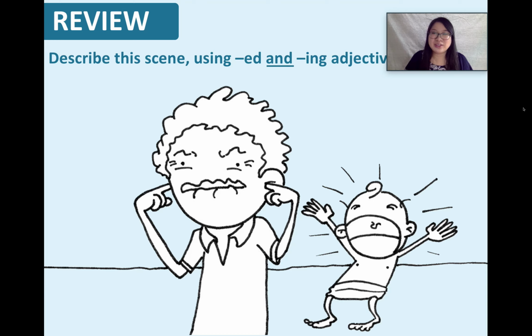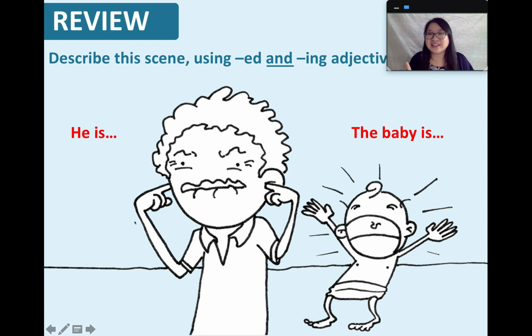Now let's look at these two pictures and try to make a sentence. Who is feeling an emotion? Who is creating an emotion? Take out your notebook, or you can practice by saying the sentence out loud. He is, the baby is. So who is feeling? That's right. This man is feeling. How does he feel? If something is very, you're not mad, but you are annoyed. Very good. He is annoyed. The baby is, very good, annoying.